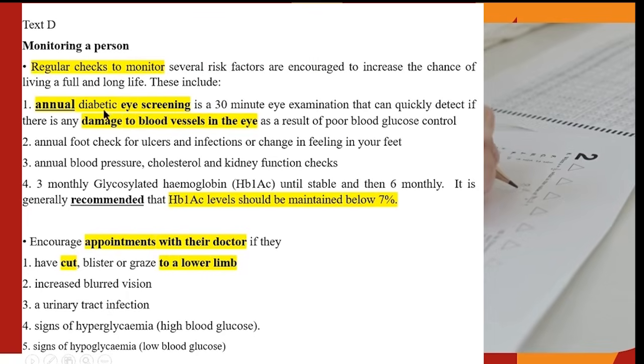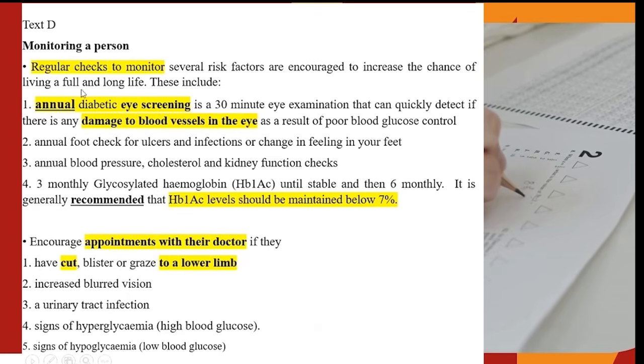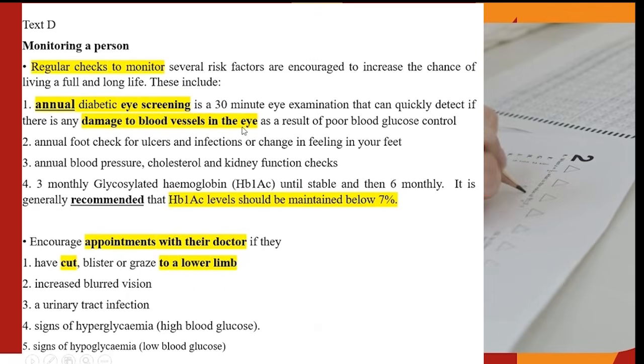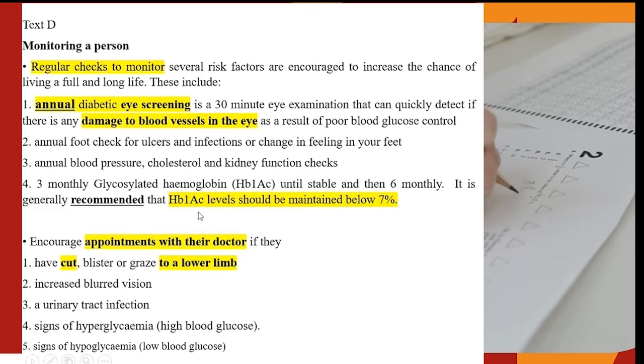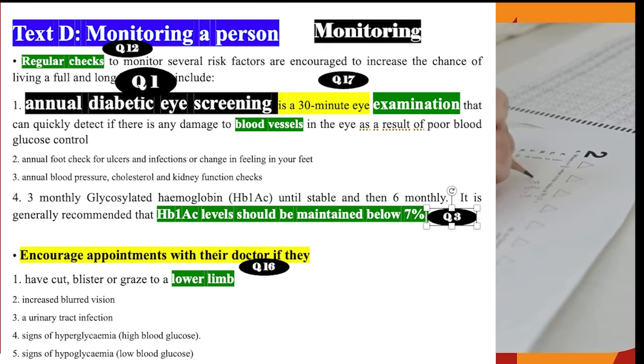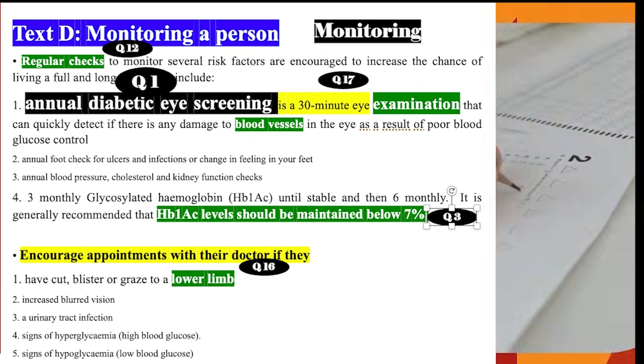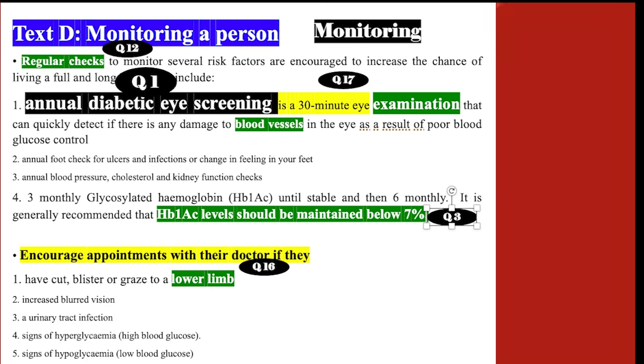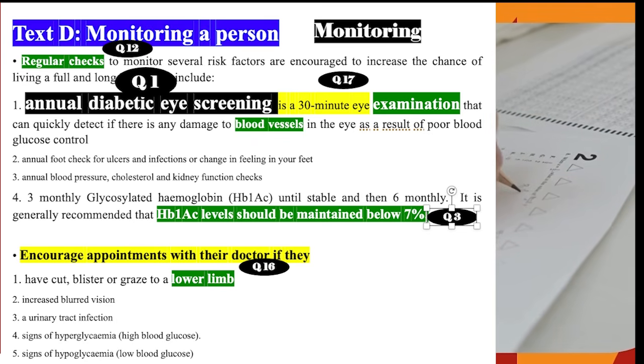The annual diabetic eye screening. Annual means a chronological expression is already there. Damage to blood vessels in the eye. HbA1c levels should be maintained below 7%. Plus 7%. Appointments with the doctor. A cut to a lower limb, a blister or a graze to a lower limb.